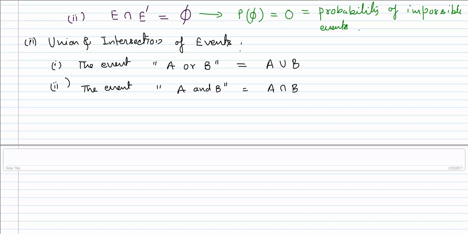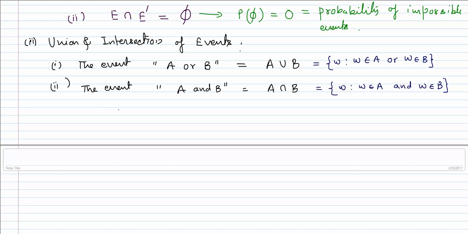Even we can have a definition of these two. Union is a collection of outcomes. Let's say outcome is W, then W must belong to A or W belongs to B. So this is the definition of union of two events. Similarly, A intersection B is the collection of outcomes W which belong to A and B both. So you can see these two are very similar to set theory.